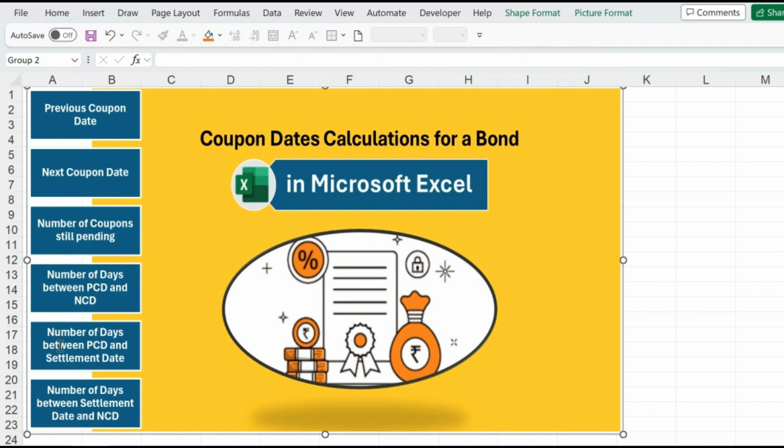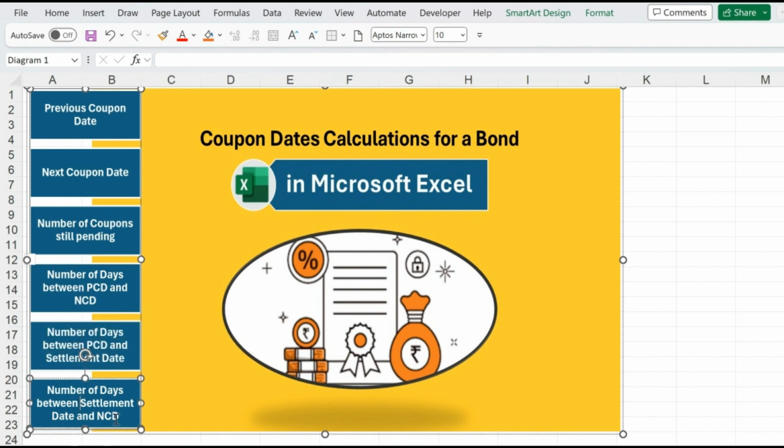How many number of days are there between previous coupon date and settlement date? Now, in the language of bond mathematics, this number of days between previous coupon date and the settlement date is called as broken period. Because on the basis of this, you calculate accrued interest. And this accrued interest is to be paid to the seller, which means in the clean price of the bond, this accrued interest is added. And for that, you need to calculate broken period, which is nothing but number of days between the previous coupon date and the settlement date.